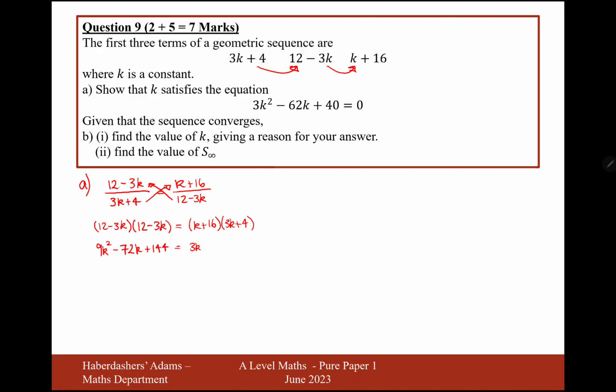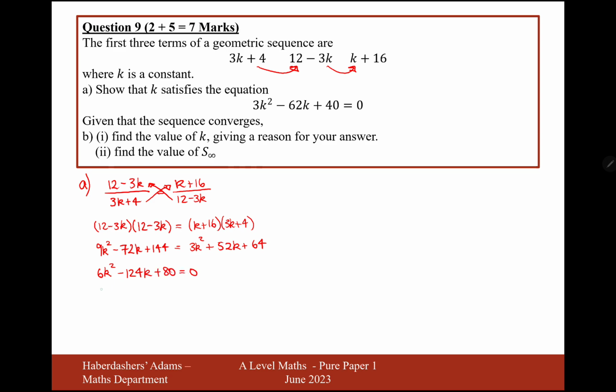Equals 3k squared, and I'm going to do this on my calculator, 16 times 3, add 4, 52k, add 16 times 4 is 64. Right, so we're now going to move everything onto the left-hand side, so it gives us 6k squared minus 72 minus 52, gives us 124. And 144 minus 64 gives me 80.